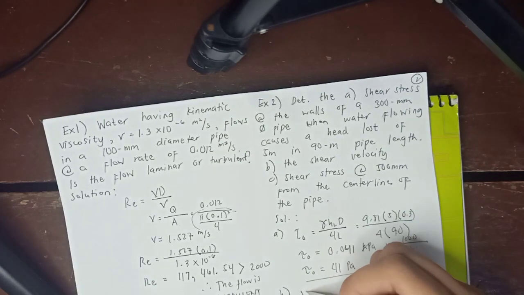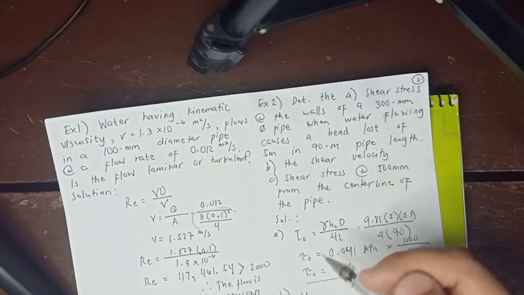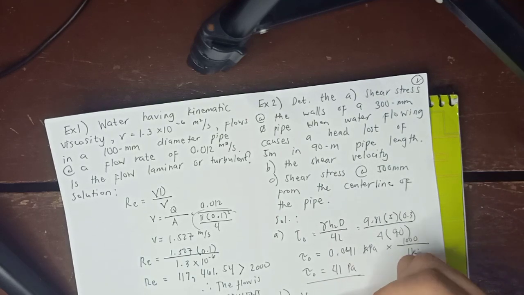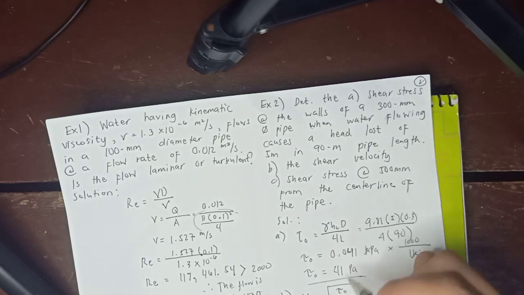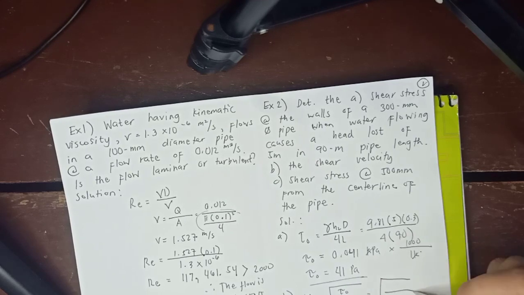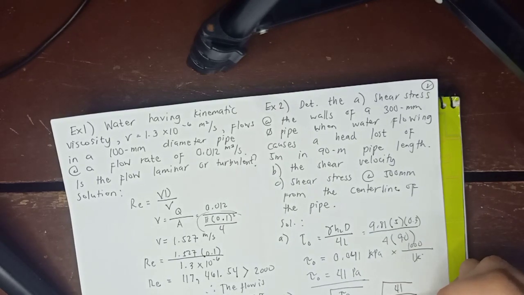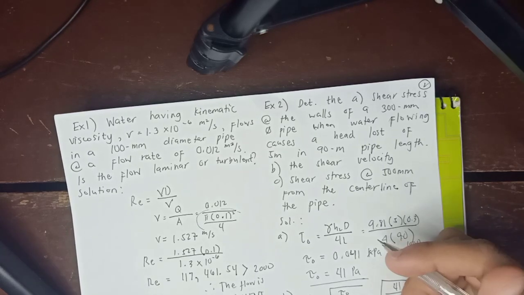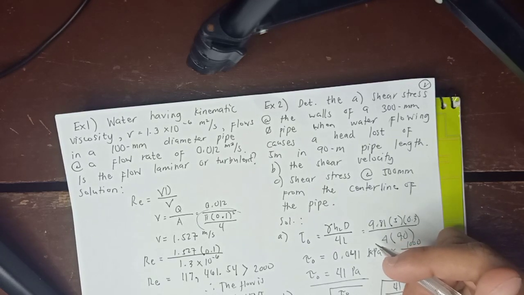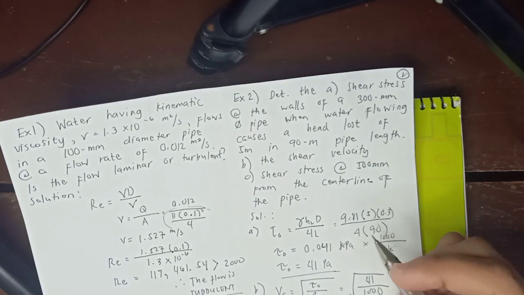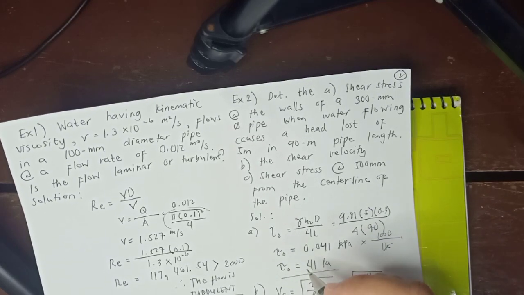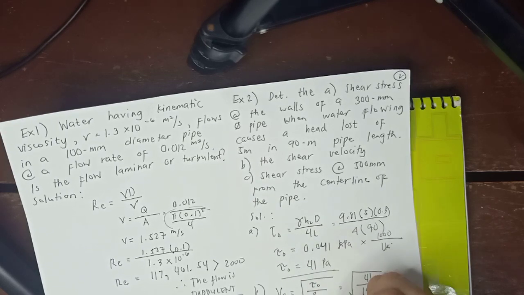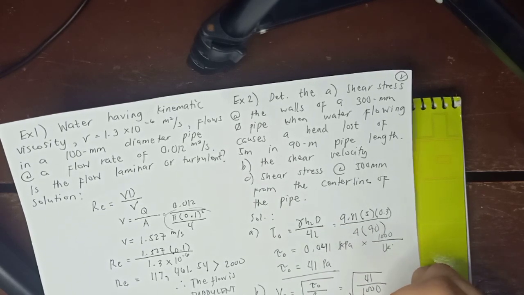For B, let's use shear velocity. So I am compatible with this formula. The first one, square root of maximum shear stress over rho equals square root of 41 over 1,000. Rho is the mass density of a certain liquid or fluid. Since we are considering water, it is 1,000, constant at 4 degrees Celsius. If you have remembered, the answer is 0.202 meter per second.